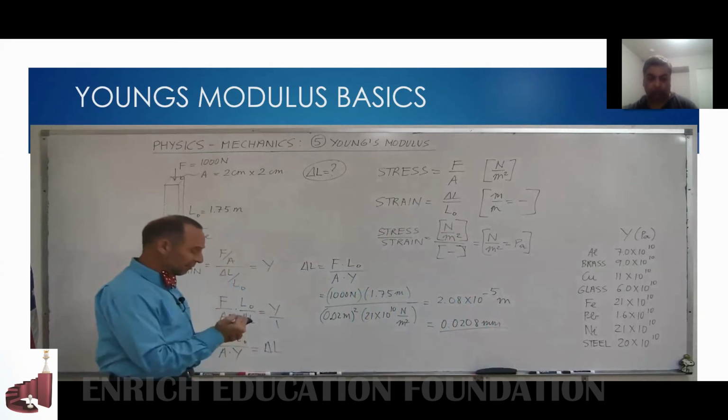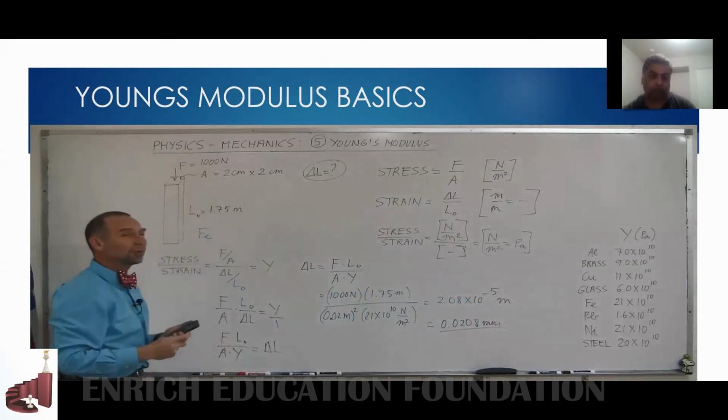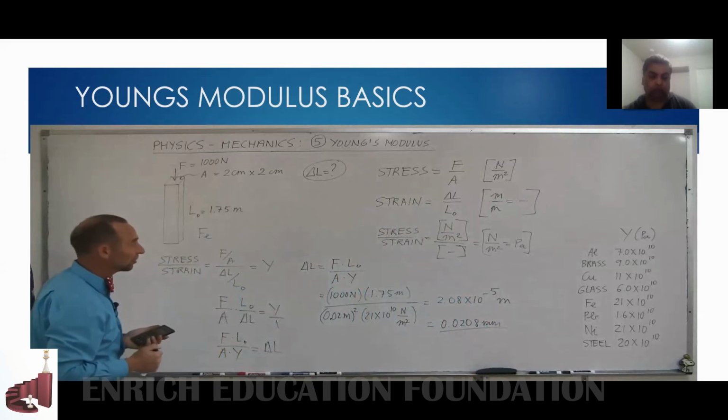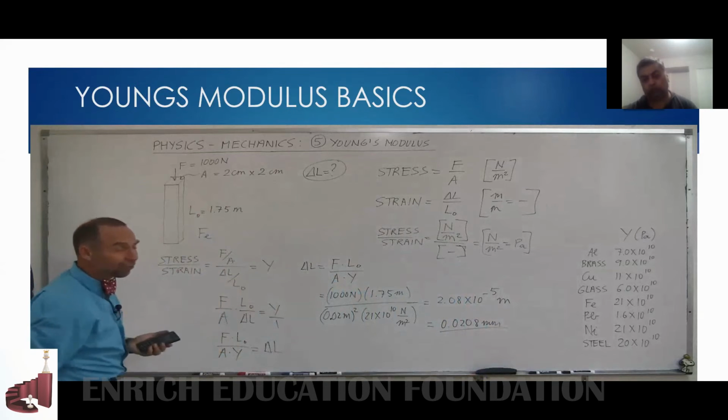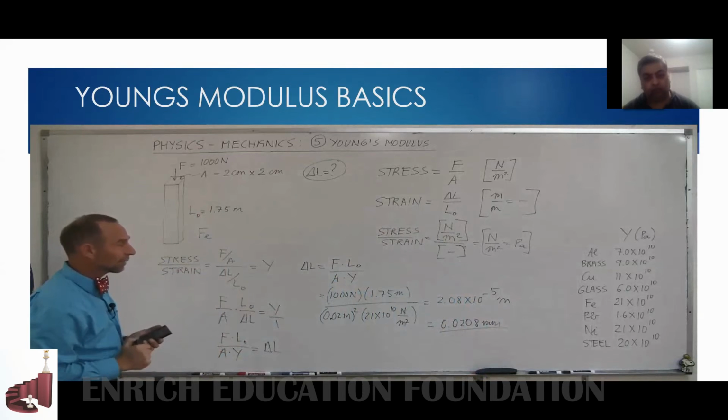And so you can see that even with a force of 200 pounds, a steel beam like this, that's 2 centimeters by 2 centimeters, less than an inch, you would not deform the beam very much in length. It would be a very, very small deformation in the length.